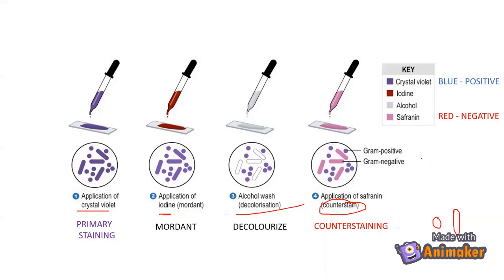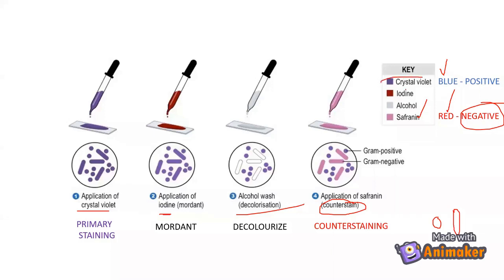When the slide is studied microscopically, the cells which absorb crystal violet and hold on to it appear blue, while those in which the crystal violet is washed off by the alcohol, that is when decolorization is done, will absorb safranin and appear red. They are your gram-negative bacteria. So crystal violet, blue in color, is positive, whereas safranin, red in color, is negative. So you can easily remember: negative, red.